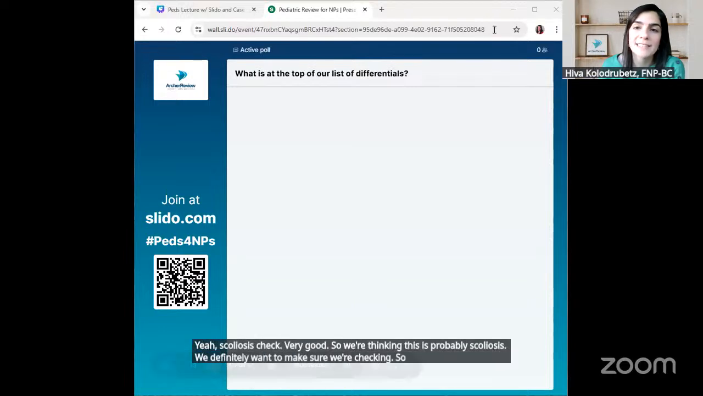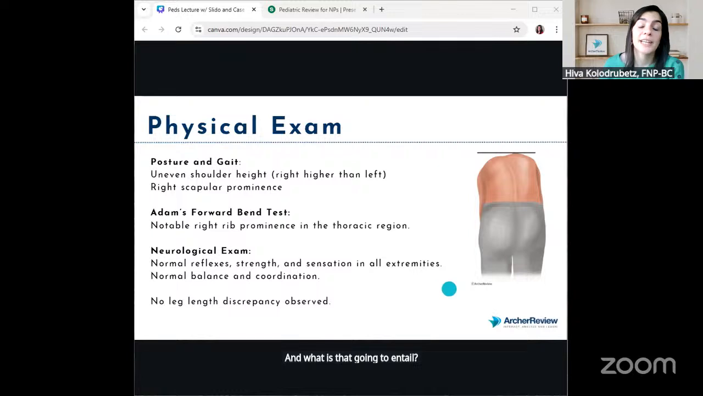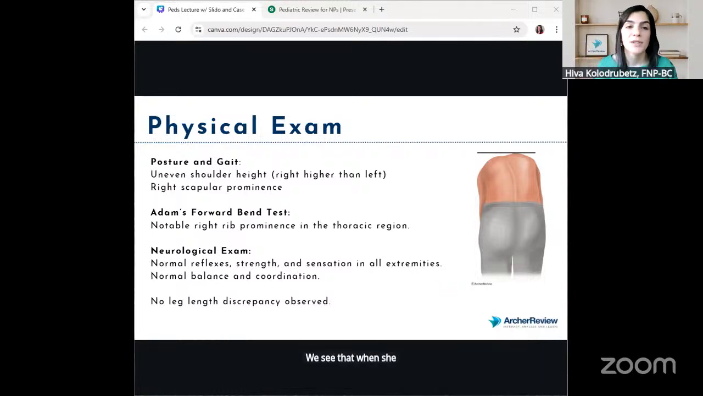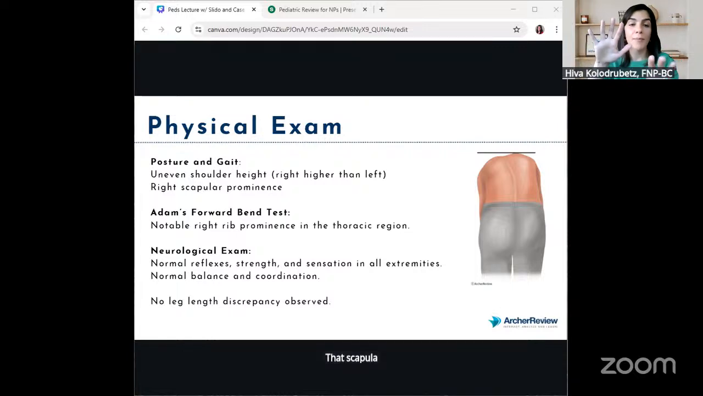So we're going to do a physical exam for her. And what is that going to entail? So we're going to be looking at her posture and gait. We see that when she's standing with both arms at her side, we're noticing the unevenness in her shoulder heights. That right is higher than her left. That right scapula is prominent, so it's protruding and sticking out a little bit more.